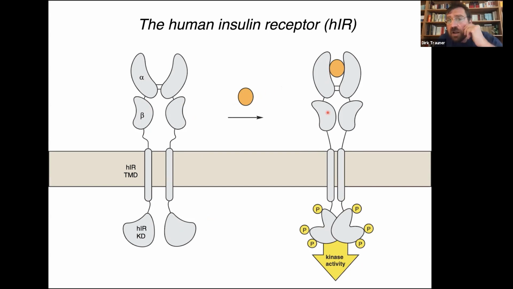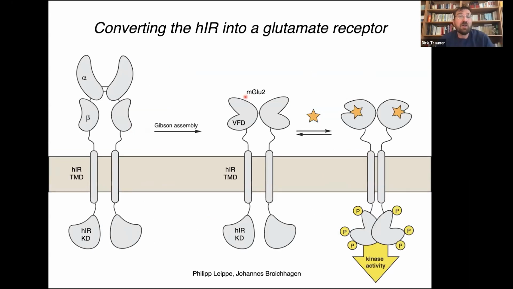But it's dependent on a conformational change on the extracellular side upon insulin binding. And Johannes Bohagen and Philipp Leipe in my group in Munich decided to just cut this whole thing out and replace it with the venus flytrap domain of a metabotropic glutamate receptor and the cysteine-rich domain, by the way. I'm not showing it here, but this stiff lever was also there. It was actually very important. And they make a fusion protein that now has a glutamate binding site as opposed to an insulin binding site.